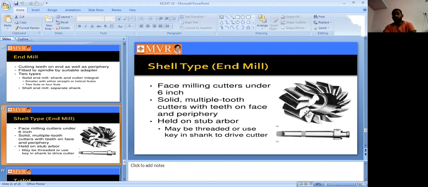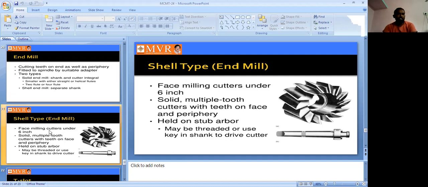It is one of the very important cutters. Multi-tooth cutters with teeth on face and periphery are held on a stub arbor. It may be threaded or use a key in the shank to drive the cutters. So it is one of the shell type end mills.